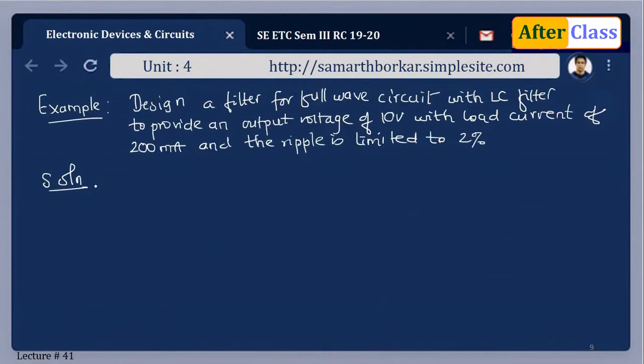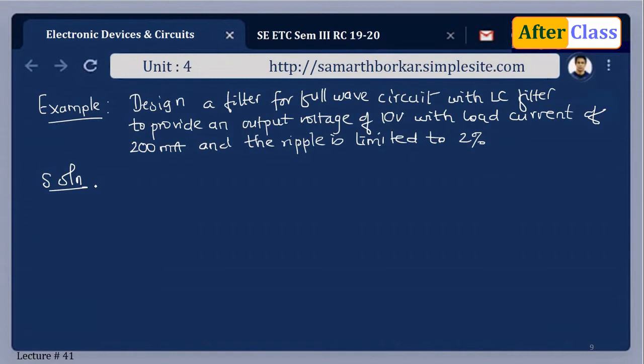So here is the problem statement. You are asked to design a filter. So whenever this word design appears in a problem, that means you have to find out the value of the components. In this case it is inductor, capacitor and a load resistor. If the problem statement starts with estimate or determine, that means the component values are given, you have to find out the voltage and currents. That's the difference.